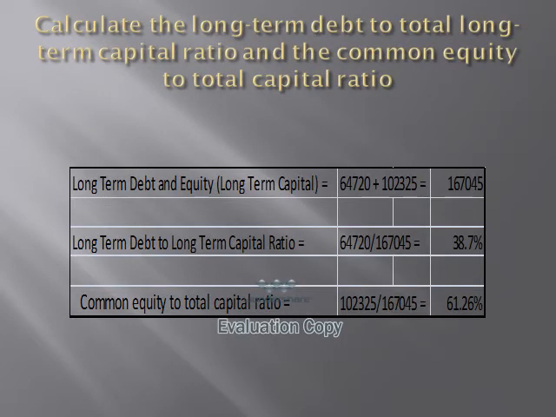Calculate the long-term debt to total long-term capital ratio and the common equity to total capital ratio. You take the long-term debt and equity and add those together, and you get 167,045, which is your base. You then divide the 64,720 by it to get your long-term debt to long-term capital ratio of 38.7%. The remainder, which is 102,325, divided by the total of 167,045, gives you a common equity to total capital ratio of 61.26%.